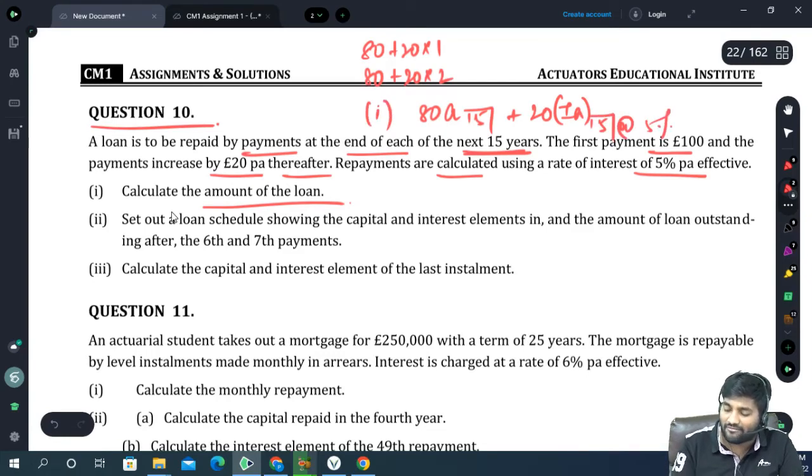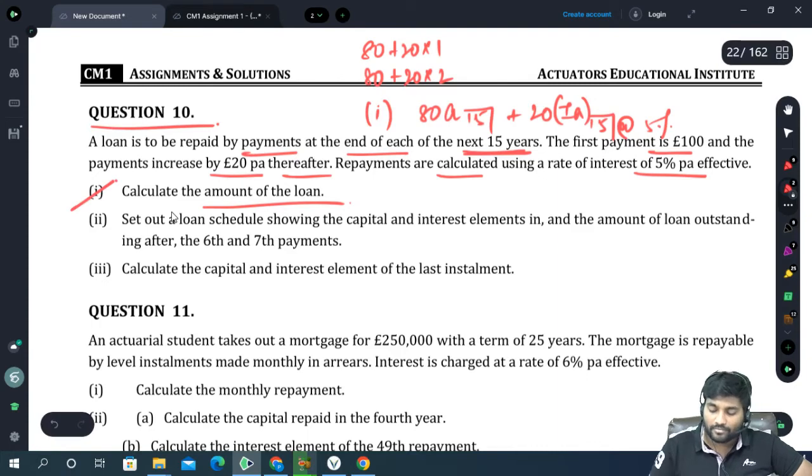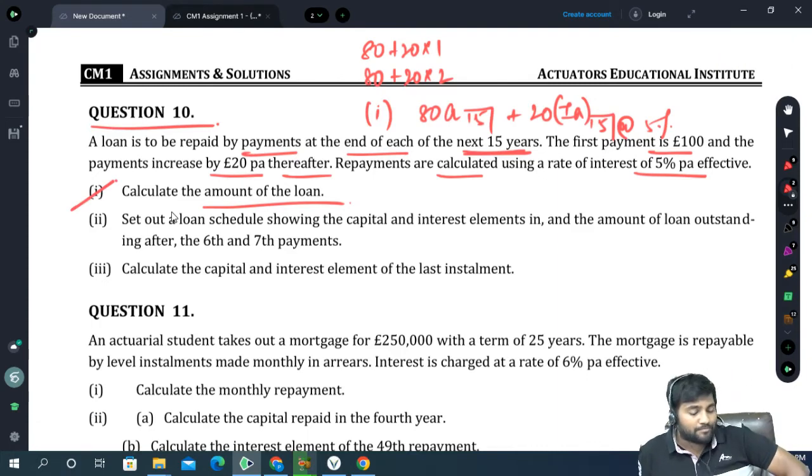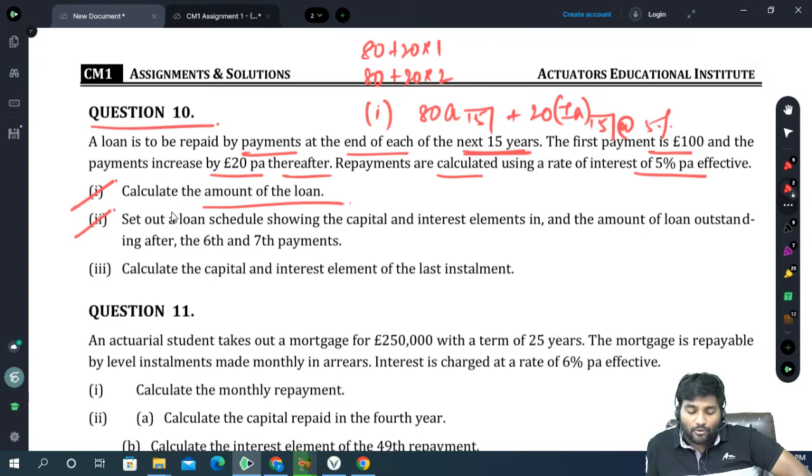Write down, then I will erase it. This is part 1. First, write down all the equations and then solve it. I'll give you all time. 80 a_{15} plus 20 (Ia)_{15} at the rate 5%. Number 2. Set out a loan schedule showing the capital and interest elements and the amount of loan outstanding after the 6th and 7th payments.